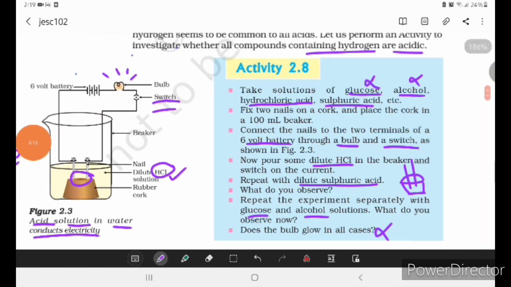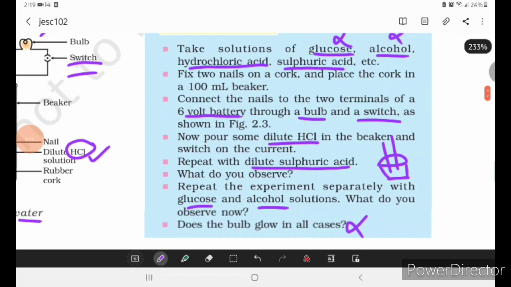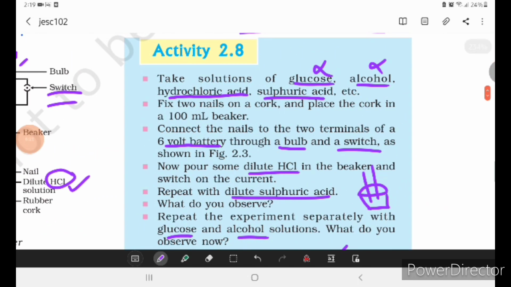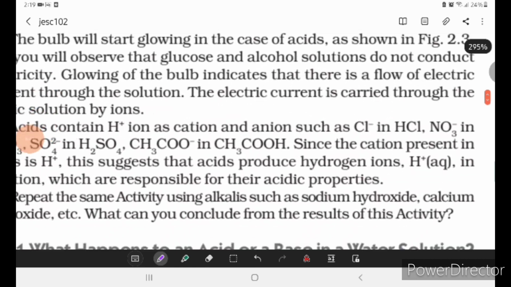So this activity tells us what all acids have in common, that is hydrogen. To check whether all the compounds containing hydrogen are acidic or not, we are performing this activity. We have taken 4 solutions, kept in a circuit, like pouring into a beaker, setting up an electric current, switching on the circuit, and if the bulb glows, then you could say that yes, it has some ions, but let's see what is behind this.